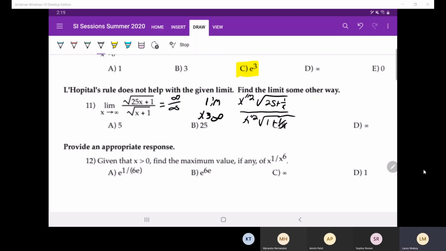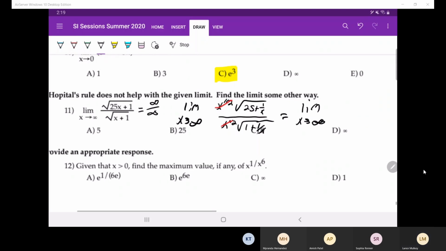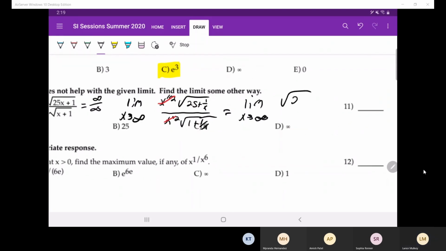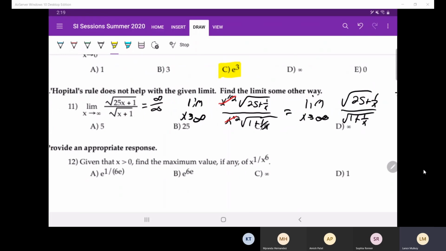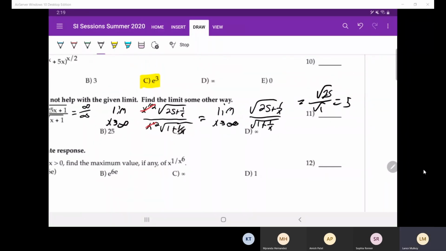So you plug these in, you take out an x to the 1/2, so the square root of x, from both of those, and it equals the limit, which then equals square root of 25 over square root of 1, which then equals 5. Y'all see what I did there? I pulled out an x to the 1/2.